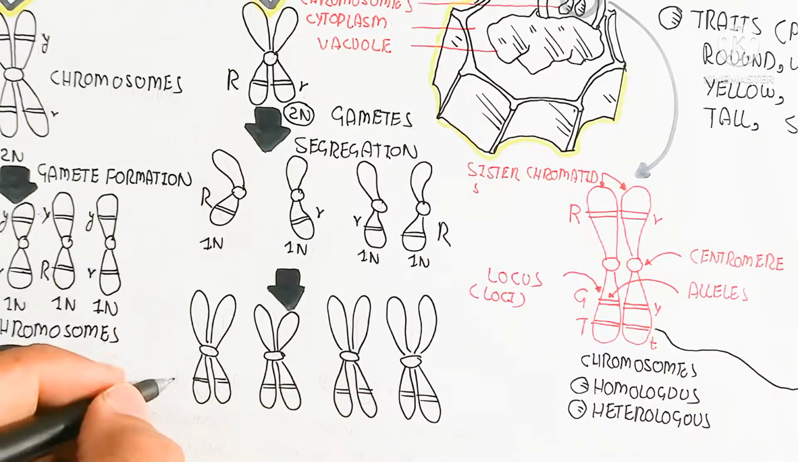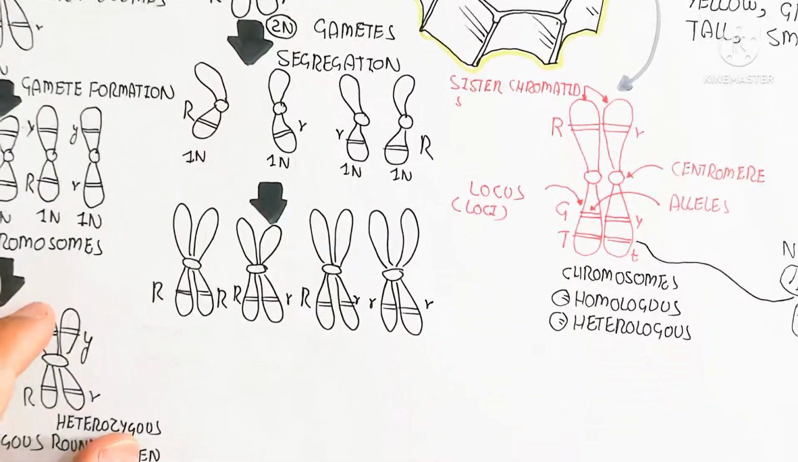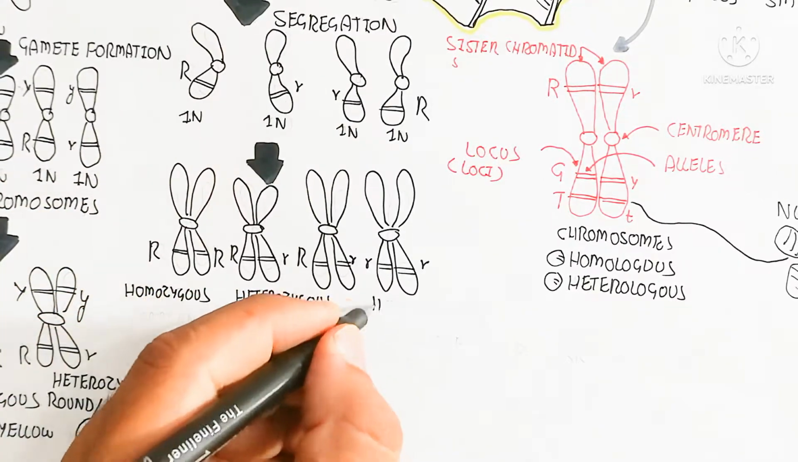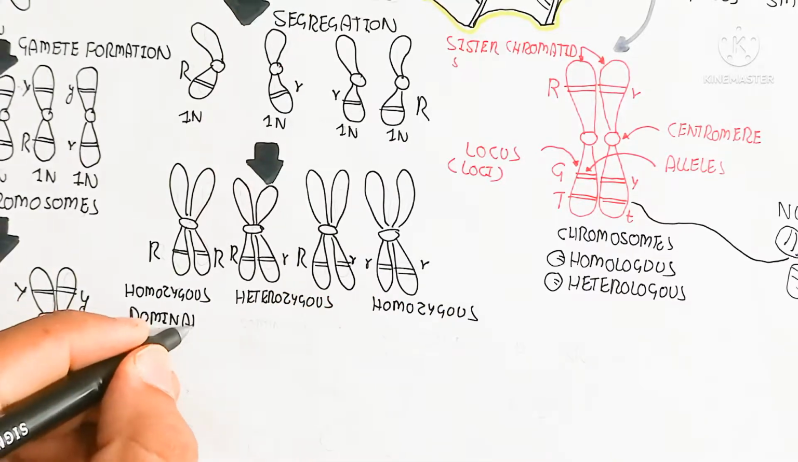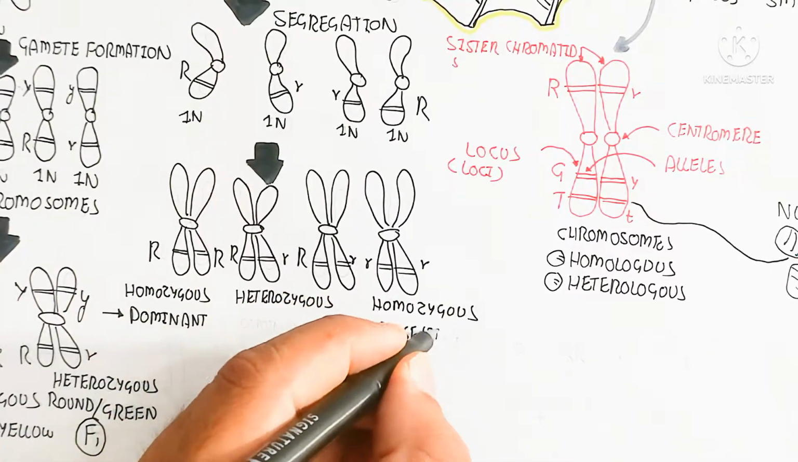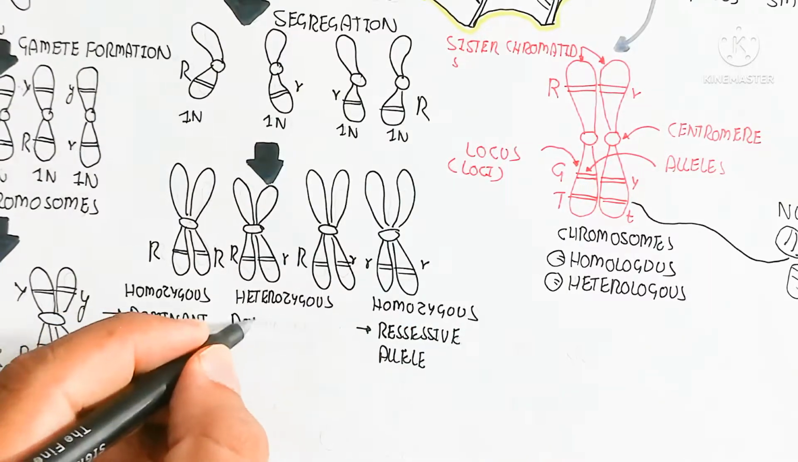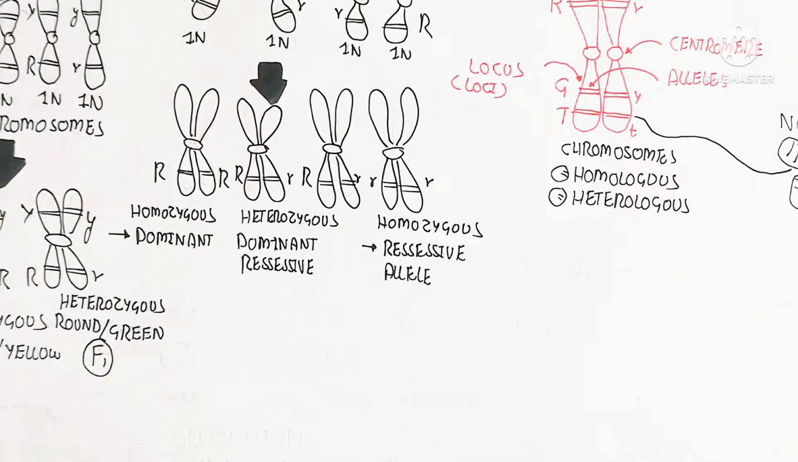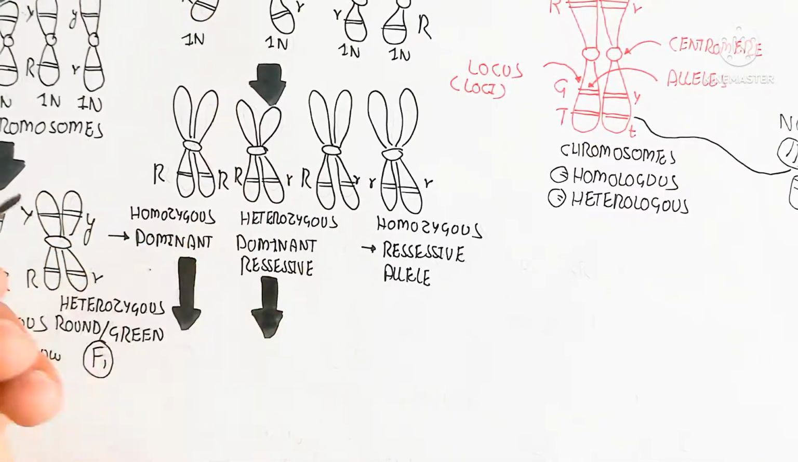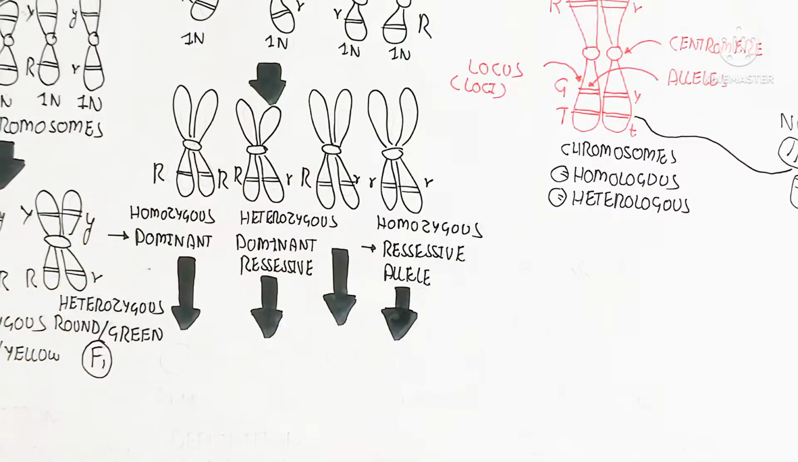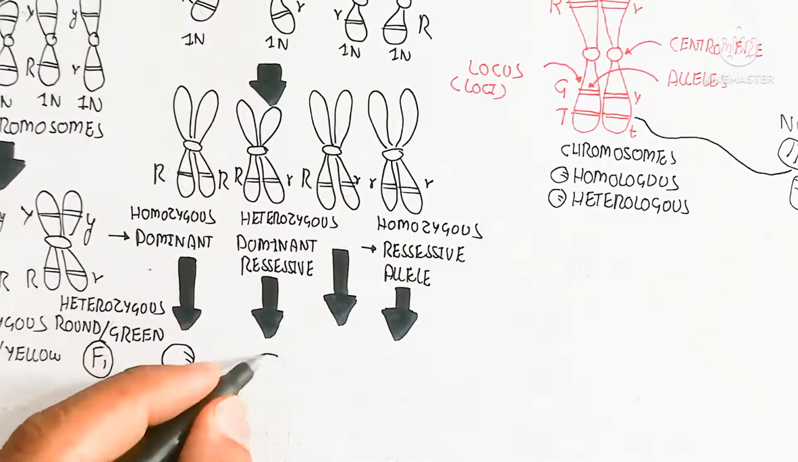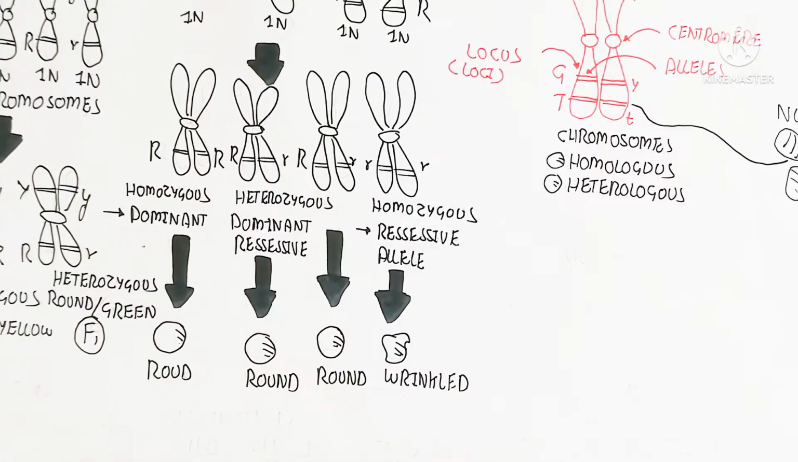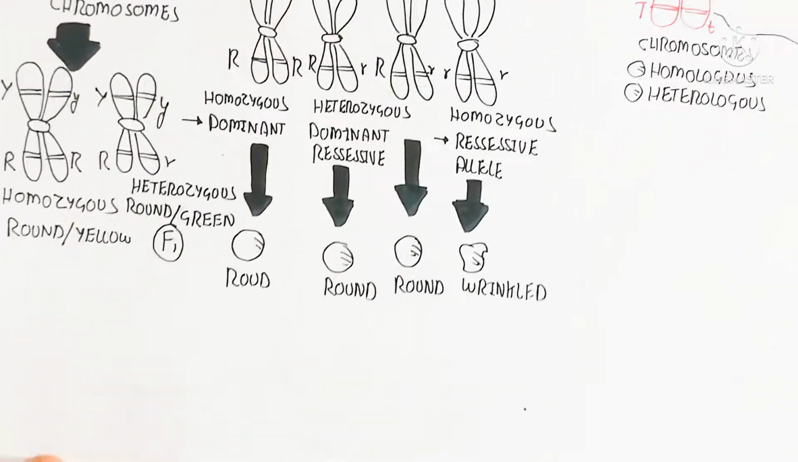So after fertilization, new combinations are produced: RR, Rr, Rr, and rr. It means the one is wrinkled, while the other two are round, but one is heterozygous. Homozygous is double R. It means both are dominant: the homozygous dominant and the heterozygous are round, while the homozygous recessive allele will produce a wrinkled bean, or wrinkled pea, wrinkled seed. So this is round and wrinkled.